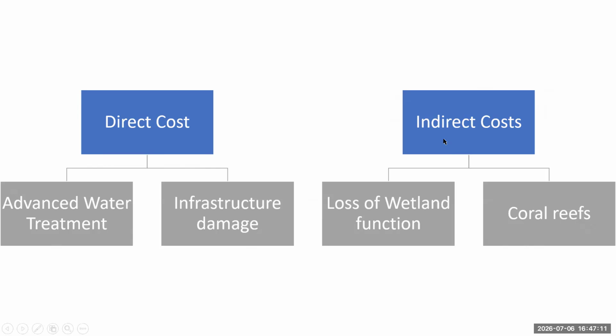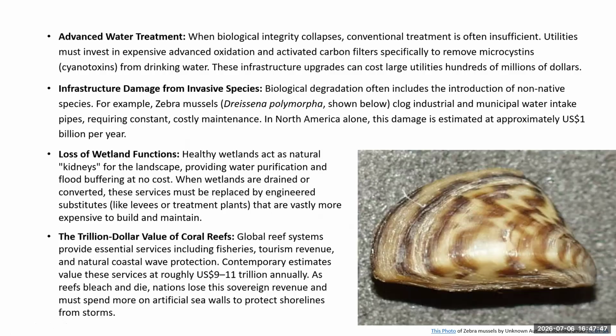There are also indirect costs, which are often even greater, but they are invisible to the eye. When wetlands are degraded, we lose natural flood protection, and wetlands naturally filter water. Similarly, the loss of ecosystems like coral reefs affects fisheries, tourism, and coastal protection from storms, creating long-term economic losses for society. Replacing these natural services with engineered solutions is usually far more expensive than conserving the ecosystems in the first place. This is a photo of zebra mussel that most of you must have already seen. It causes enormous damage to infrastructure.